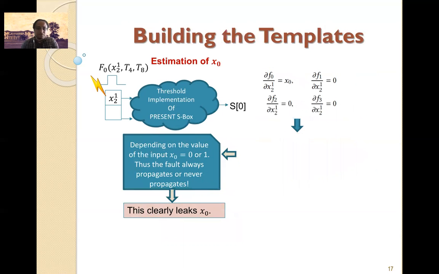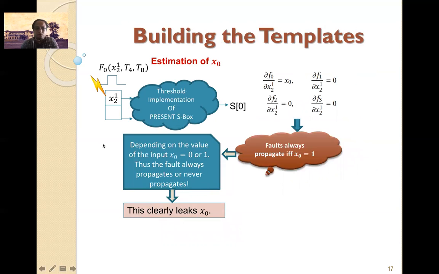So we would like to address this subsequently, but before that, let us see how we can estimate the remaining bit, which is x0. And it turns out to be very easy. We target the register x21 and consider the duration from T4 to T8. And we found a simple situation where the fault always propagates if and only if x0 equals 1. So in this case, it clearly leaks the value of x0.